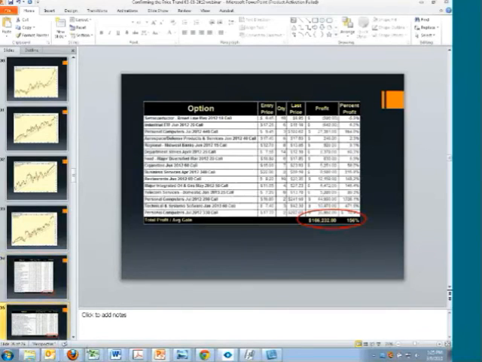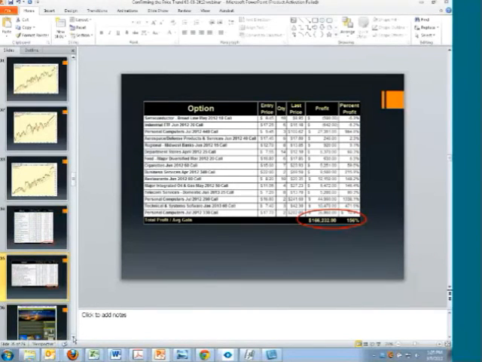And here's a snapshot of our option portfolio. We currently have $166,000 open trade profit, average return of 156% in the option portfolio. So the trade selection process is alive and working well.